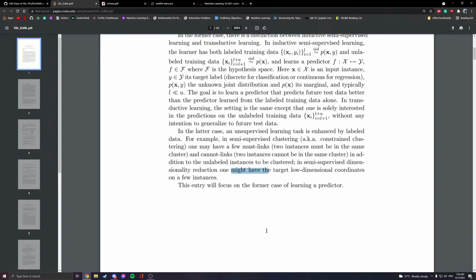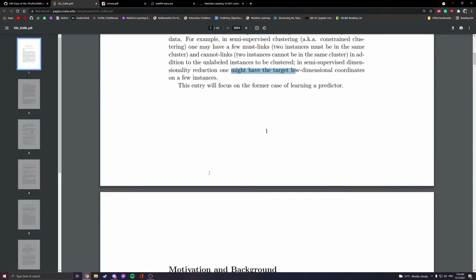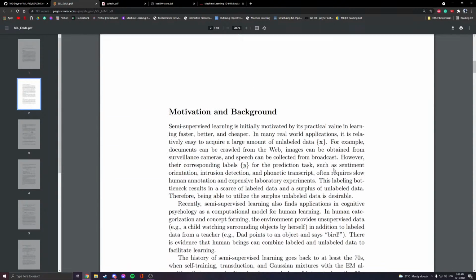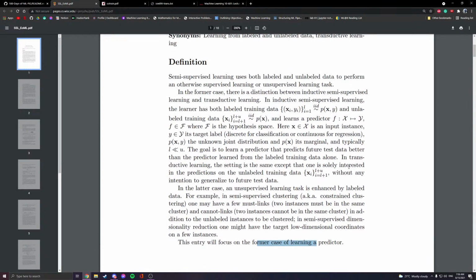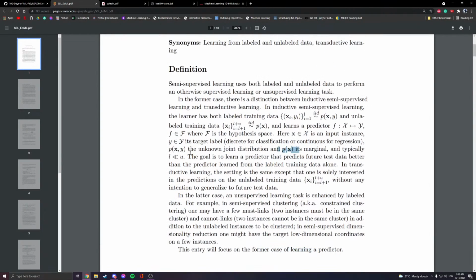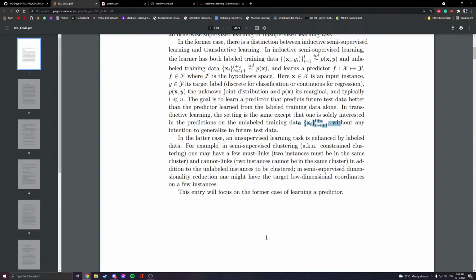Dimensionality reduction, one might have the target low dimensional coordinates on few instances. So we're going to be focusing on the former case, learning of a predictor, P of X and P of X comma Y, and somehow using both of these values to teach the model to learn versus just using non-labeled training data.